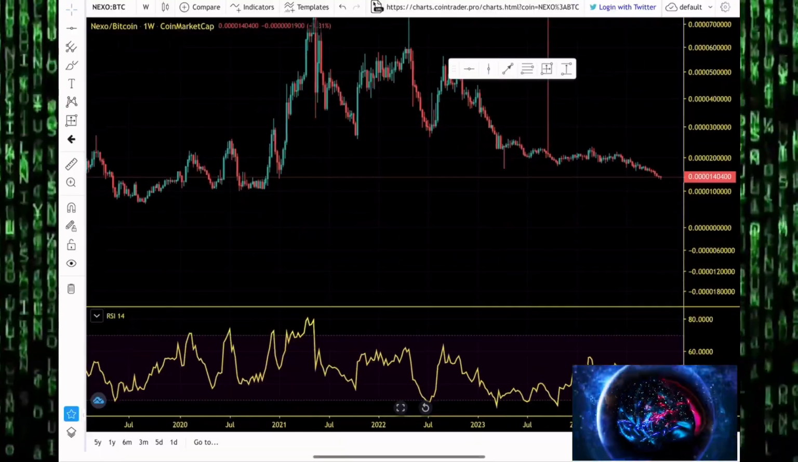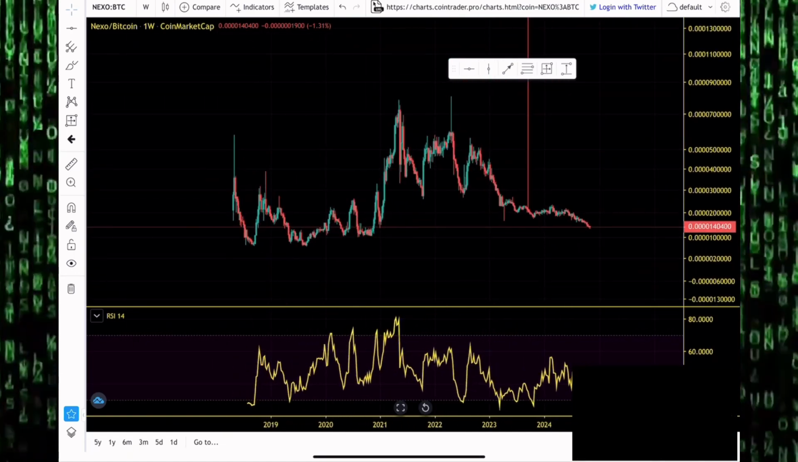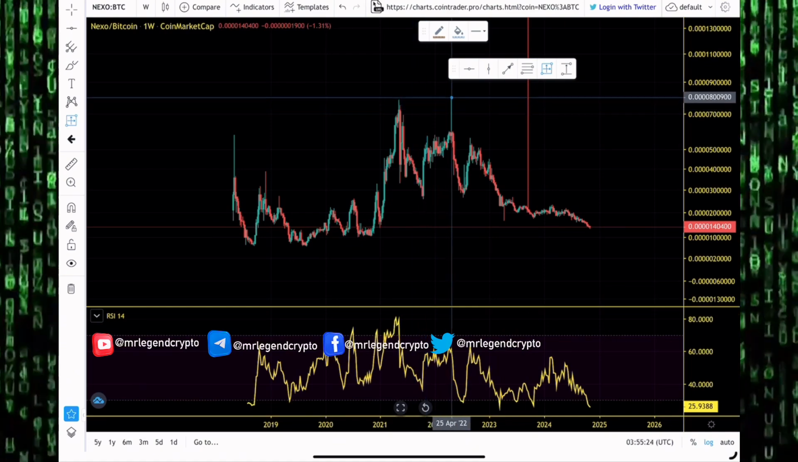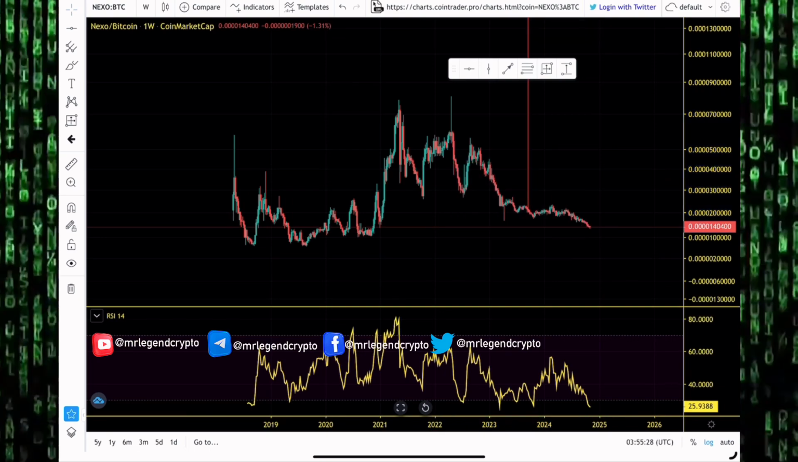Nexo is doing a great job in the cryptocurrency market. The token has reached as high as $1. The previous bull market saw it getting to $4. Right now against Bitcoin, it's dumping. Right now against Bitcoin, Nexo is down 83% from its 2021 all-time high.